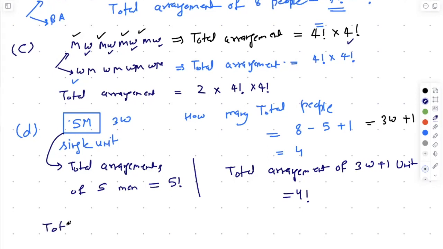So total such arrangements: first you arrange the positions, and then after that these 5 men will arrange themselves. So the answer is going to be 4 factorial into 5 factorial. Whatever the answer, you can find it. This is your D part.